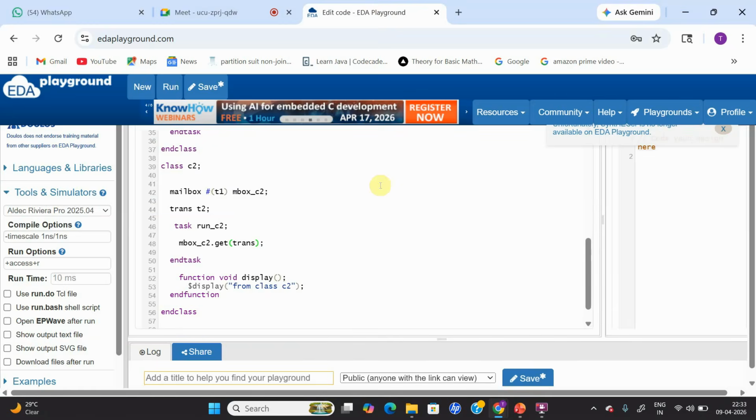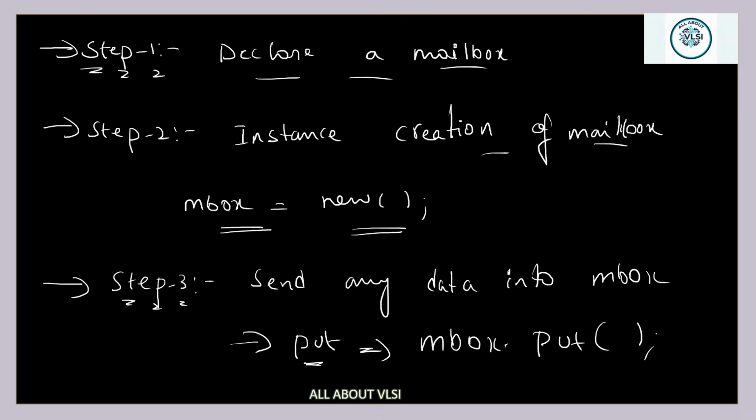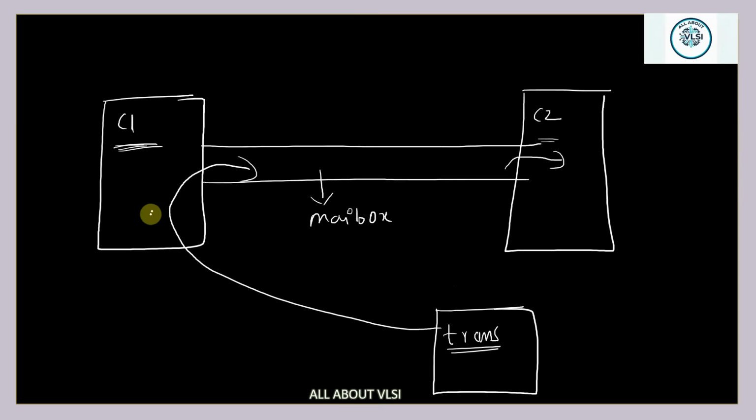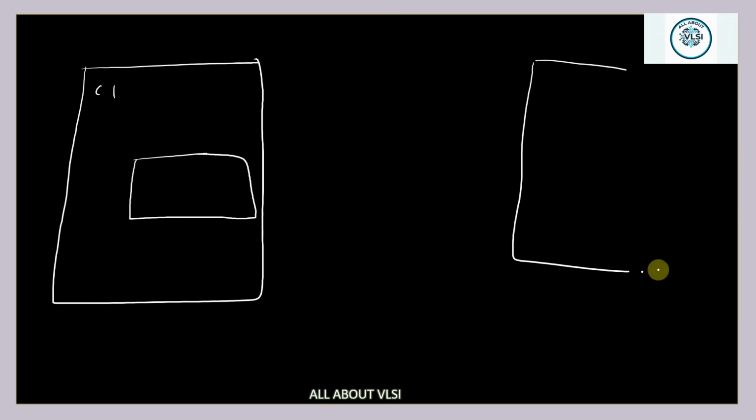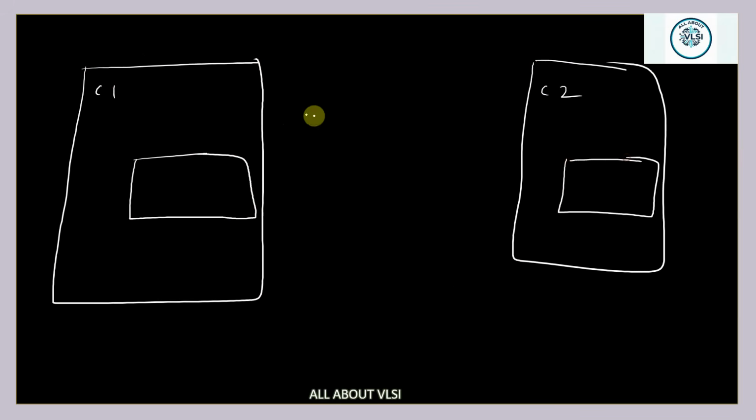Now let me show it in a diagrammatical way also. In my c1 I have declared one mailbox, so this is my c1. Here in c1 I have created the instance of my mailbox, and in c2 also I have created the instance of my mailbox. I'm trying to put the data into this mailbox, and here I'm trying to get the data from the mailbox. This is what I've done.